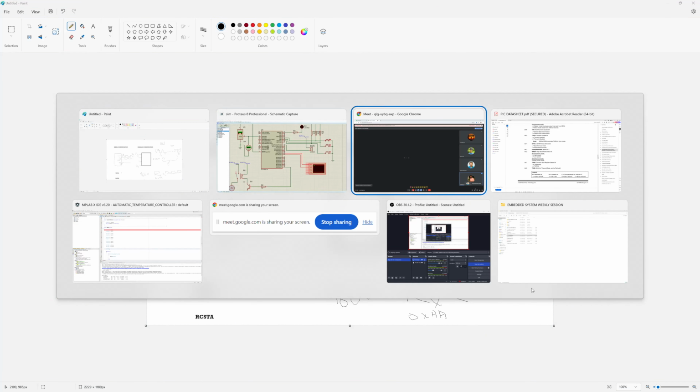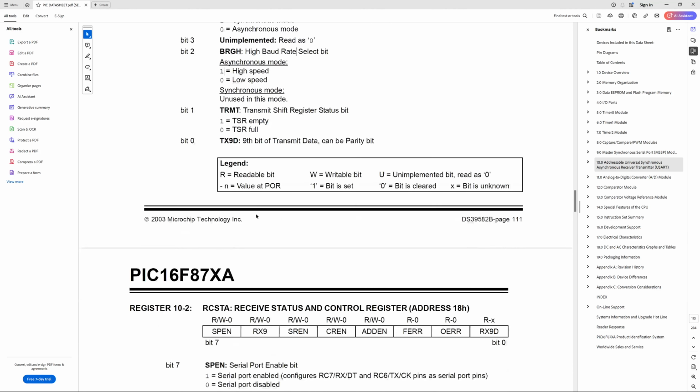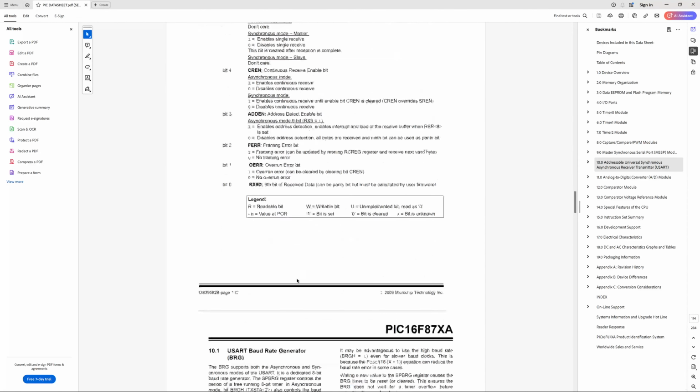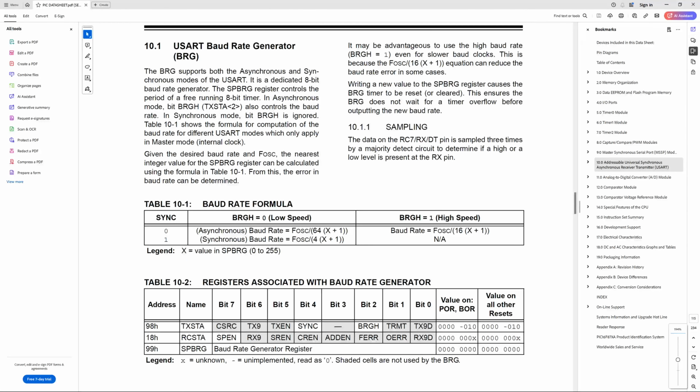So you are configuring the baud rate select bit, BRGH. We are using asynchronous mode, right? Asynchronous means there is no clock. So we can keep this 0 if it is low speed, and 1 if it is high speed. From where will you identify whether it is high speed or low speed? For that you have to scroll down. So this is the BRGH flag. If you keep 0, it means low speed.